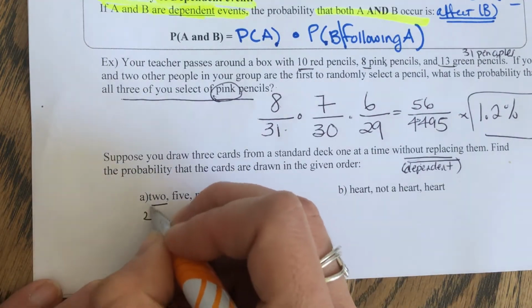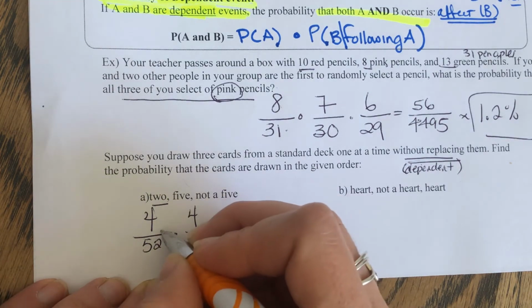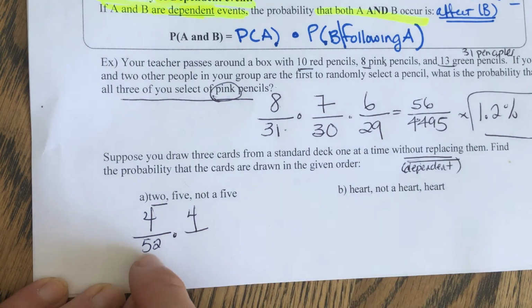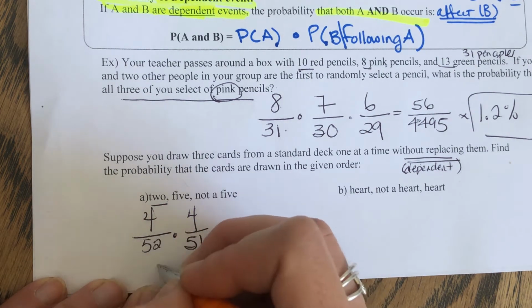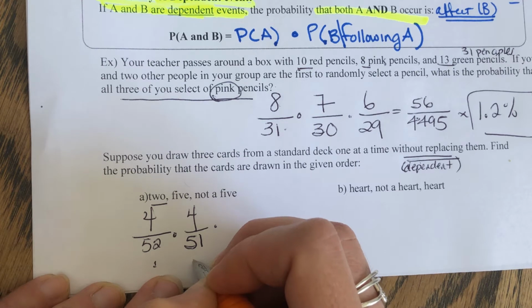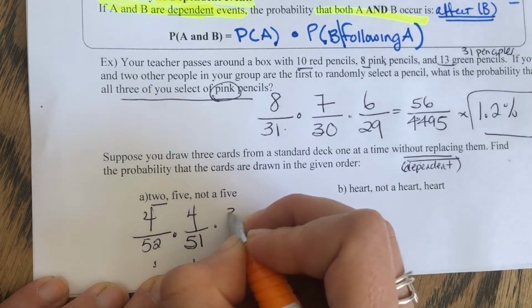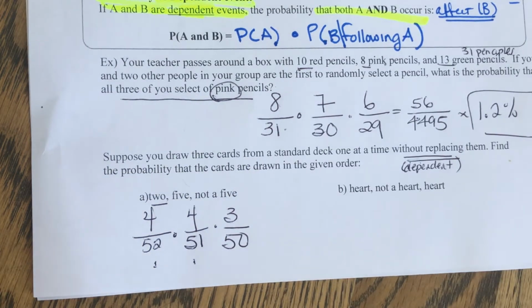Okay, so how many 2s are there? 4. How many cards? 52. How many 5s are there? There are 4, but now you have to assume that 1 was taken out. Only 1 was taken out, so that means the next one is 51. So if a 2 was taken, then there are 3 left, and there are 50 cards left. When you guys are doing this, you have to assume that you are choosing it. So 4 out of 52, times 4 out of 51, times 3 out of 50.